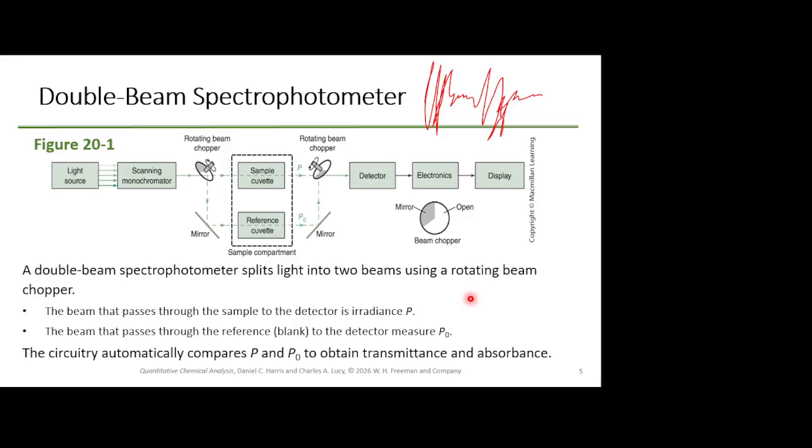Now, again, you're going to have your sample going through the sample here. And so that's going to be your P, right? And then your P0 is the one going through the reference. And so you'll take that difference every time. Now that circuitry is going to automatically take the P and P0 and put it in your formula.